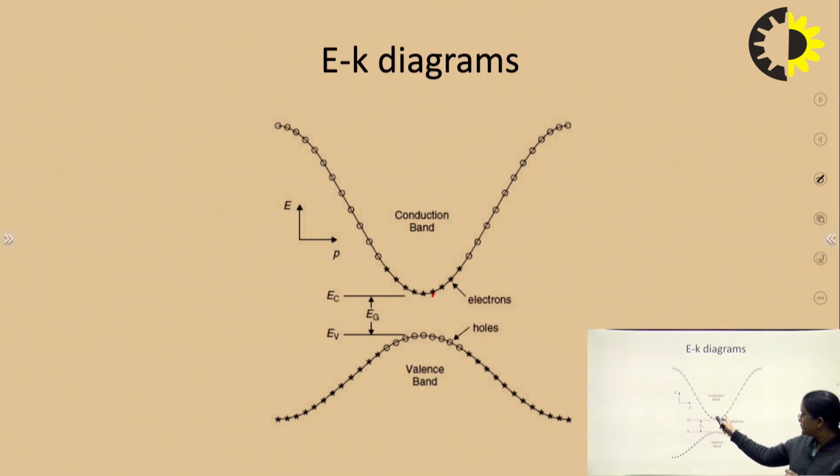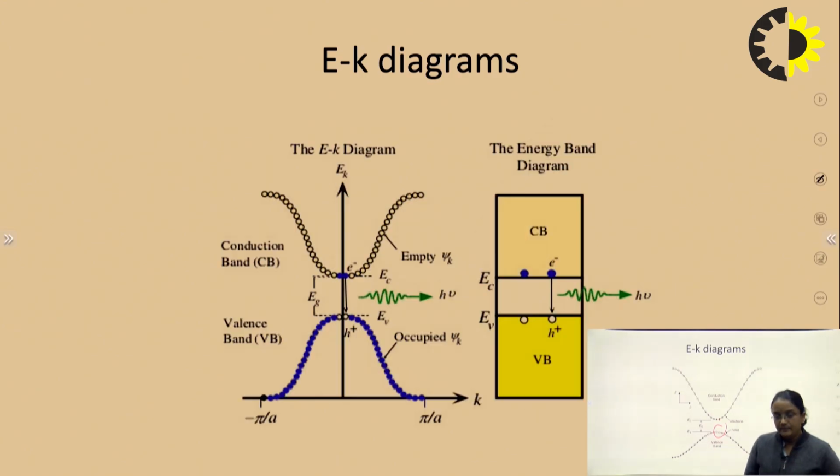And these are the electrons which are located at the minima of the conduction band, and the holes which are located at the maxima of your valence band. This is all about the EK diagram.